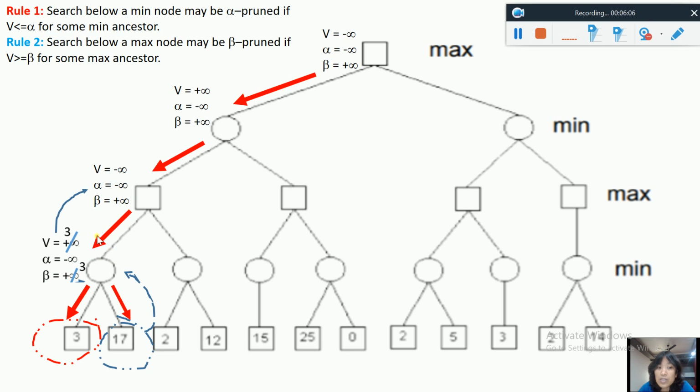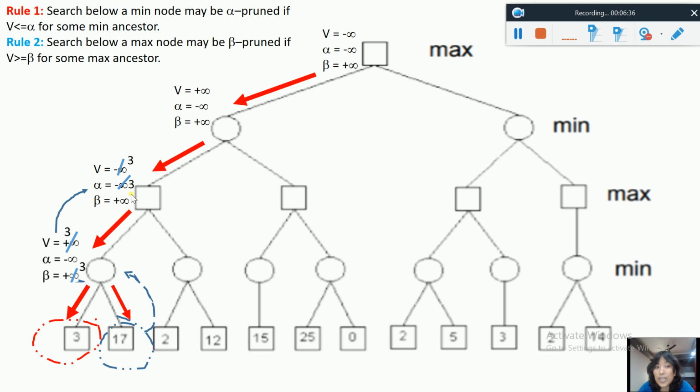Now this value goes upwards to its parent node. So what exactly happens? The max player will update its value with 3, because 3 is a better value for the max player than minus infinity, and the same happens to alpha, which is playing for the max player. So again it will update its value with 3.